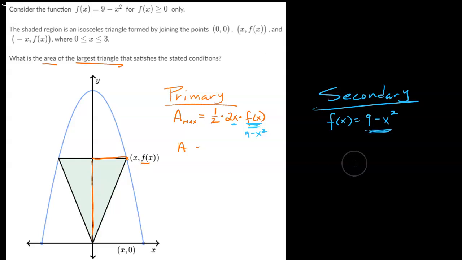Okay. Even if you're not done, that's okay. I'll get started on it because we still have one more problem that I wanted to go through. All right, so the primary equation, you don't have to, but I'll definitely simplify it first. The half times the 2 would turn out to 1. So then I would take x times 9 minus x squared, and I'd get 9x minus x cubed.